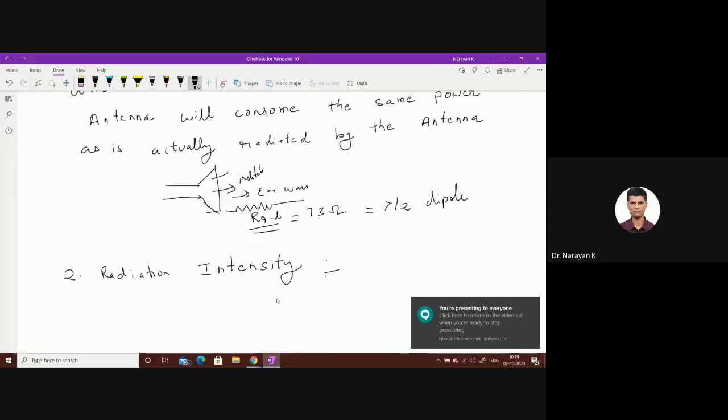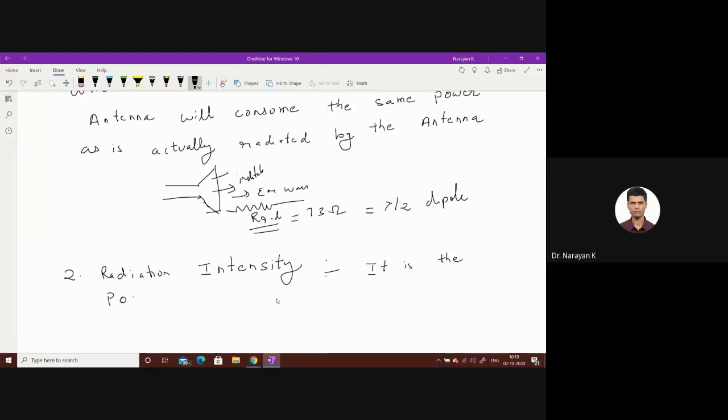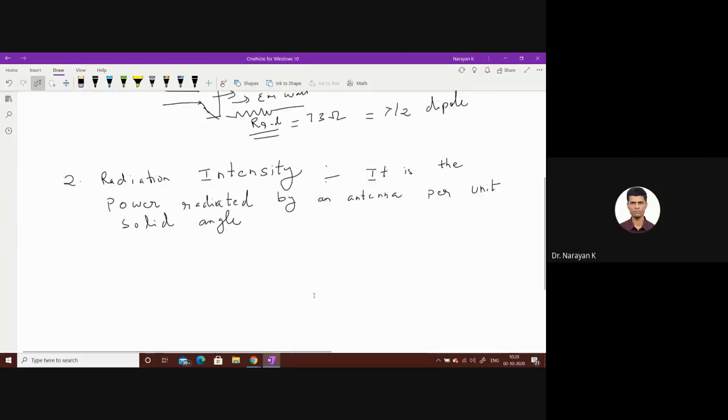Okay. Radiation intensity. It is the power radiated by the antenna per unit solid angle. It is the power radiated by an antenna per unit solid angle. That's all.